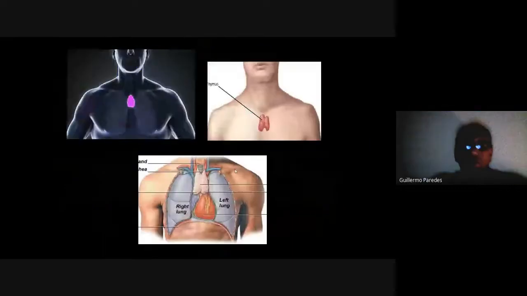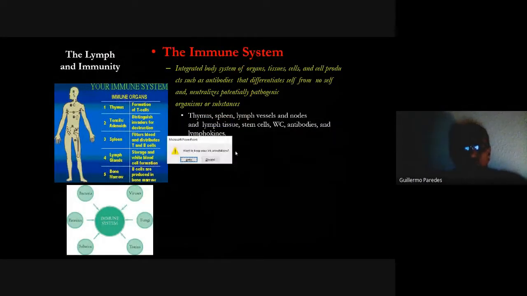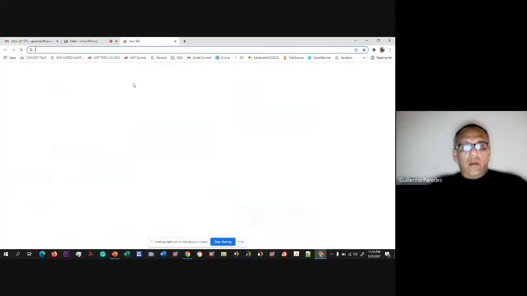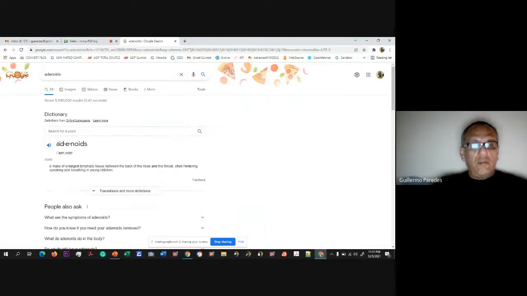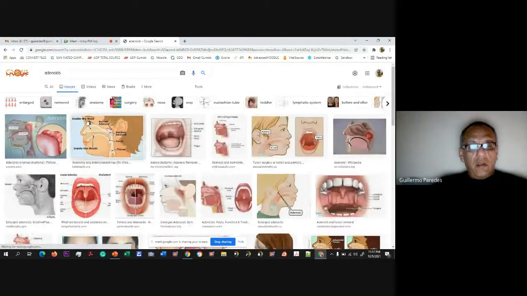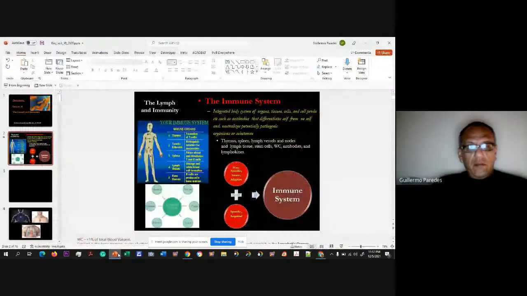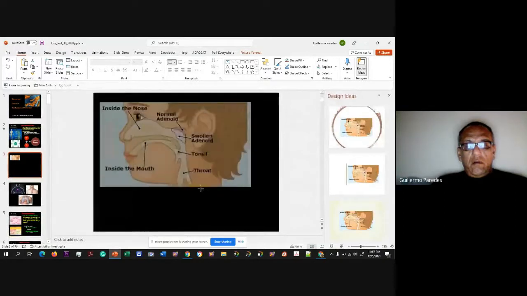Tonsils and adenoids. So let me see if I have, I don't have a picture of adenoids, but okay, so let me do this very fast. I'm supposed to have it here, but all right, so let me see. Adenoids. Let's pronounce it. Adenoids. Oh, okay. No, I want video here. There you are. All right, so this is a good image. Not the best, but it's good enough. All right. No, I don't want more decorations.